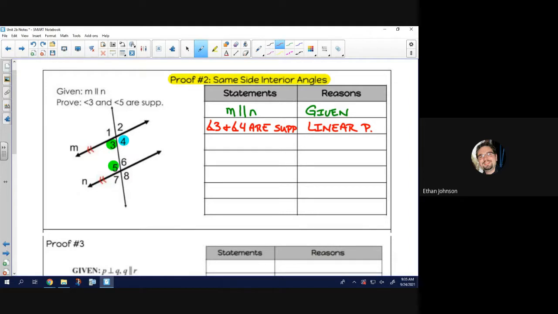Now, check. Does our statement have a vocab word in it? In this case, it does. Supplementary. Well, supplementary means they add to 180 degrees. So I know that the measure of angle 3 plus the measure of angle 4 equals 180. Once again, the vocab word that we dealt with is supplementary. So that is our reason then. Definition of supplementary.